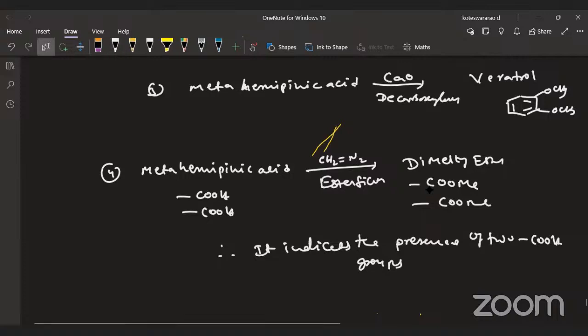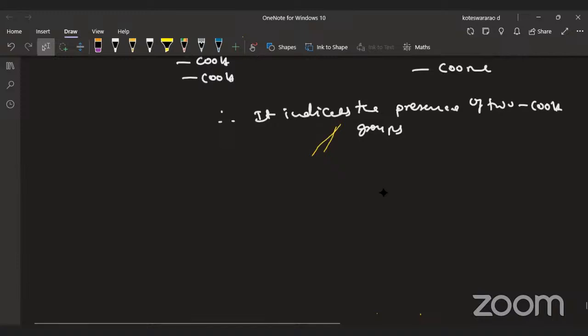Then, another reaction, the fifth one, metahemipinic acid.